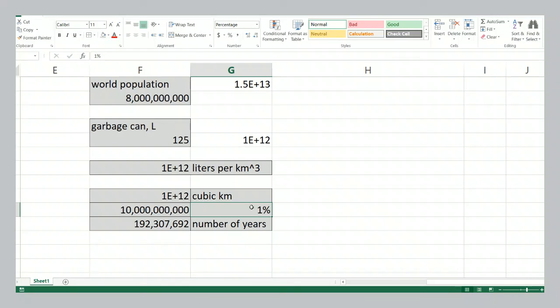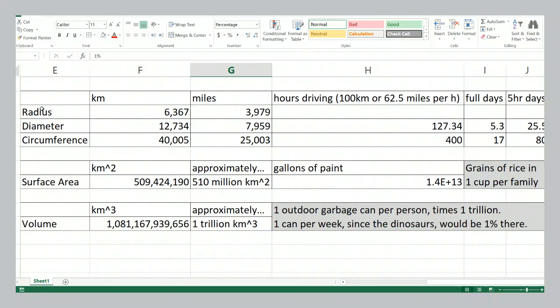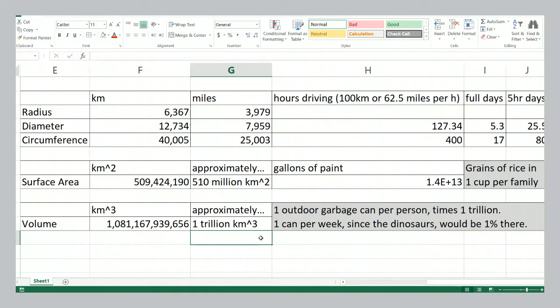So the Earth is huge. Hopefully that helps you visualize that. We talked about length scales, diameter, radius, circumference. The driving durations we talked about for diameter, just divide that by 2 to get the driving durations to get just to the center of the Earth from the surface. We talked about surface area, painting it. We talked about volume: how much garbage would we need to fill up even just 1% of the Earth's volume, and how long that would take. Hopefully that helps you visualize the size of the Earth.